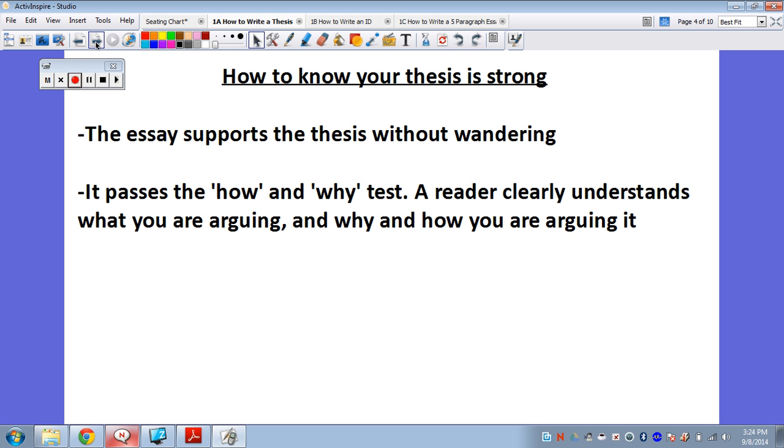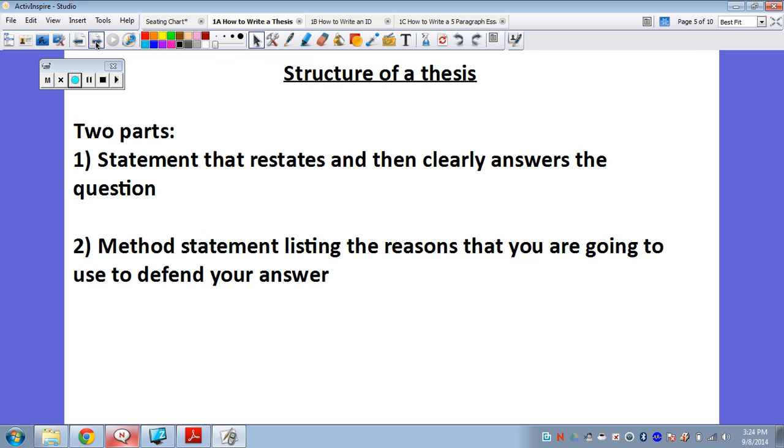How to know your thesis is strong. The essay is going to support the thesis without wandering. And it's also going to pass the how and a why test. A reader is clearly going to understand what you are arguing and why and how you are arguing it. Simply by reading your thesis statement, I should know exactly what the rest of the essay is going to say, to the point where, in theory, I don't have to read the rest of the essay. Now, I'm going to keep you honest, but my point is a good thesis statement is the entire essay. It's a summary of what's coming.